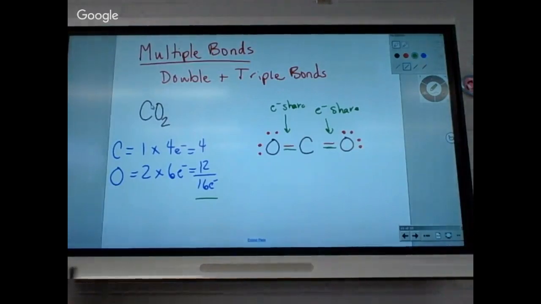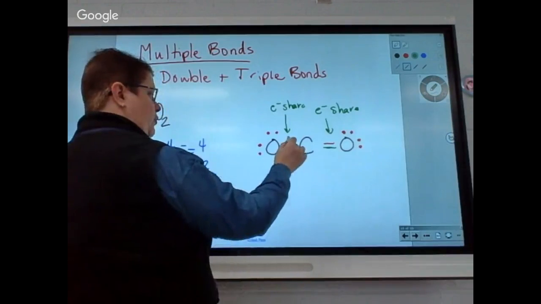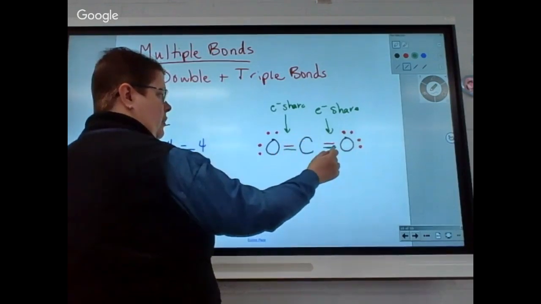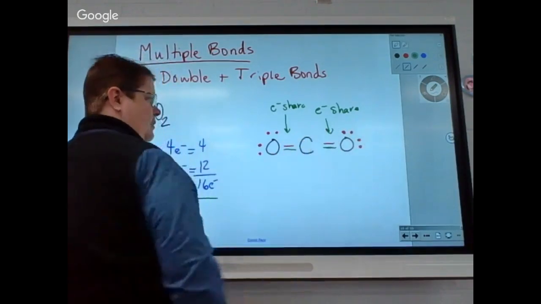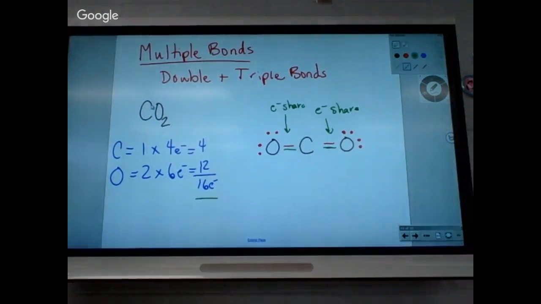But now when I count, I have 2, 4, 6, 8. Everybody has 8 on the atom. It's just a drawing to represent what happens in nature.